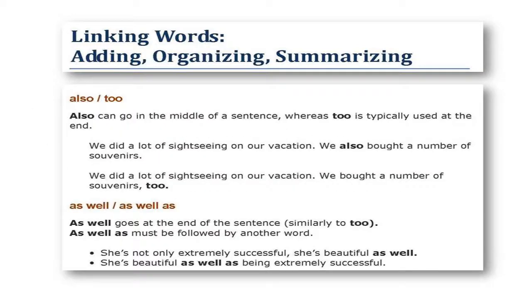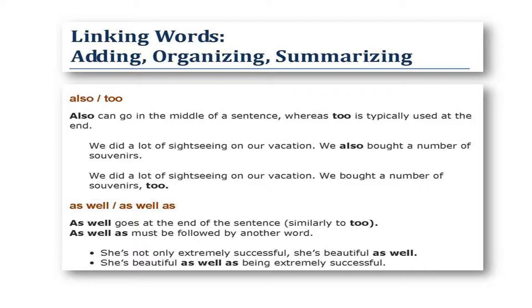Also and too. Also can go in the middle of a sentence, whereas too is typically used at the end. We did a lot of sightseeing on our vacation. We also bought a number of souvenirs. We did a lot of sightseeing on our vacation. We bought a number of souvenirs too.